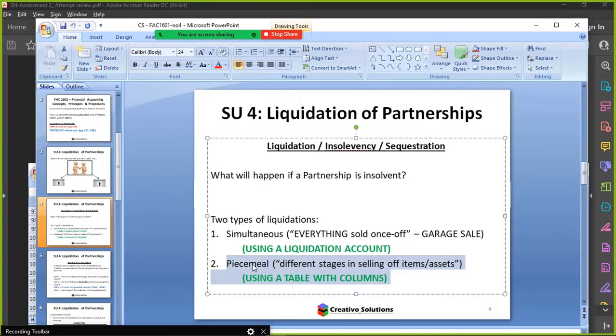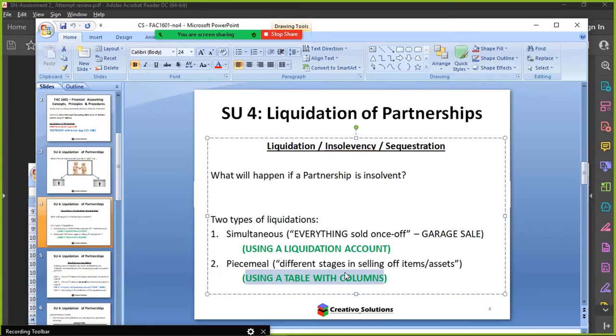Okay, with the piecemeal liquidation method, you've got to draw up a table and you've got to have different columns representing the equity that each partner has in the company, and then you need to track all the assets that the business has and all the cash that is created in that particular business. Right, and only when cash is available for distribution, then you're going to be distributing cash to the partners. So it's done in stages. Okay, that's the short version of the theory.